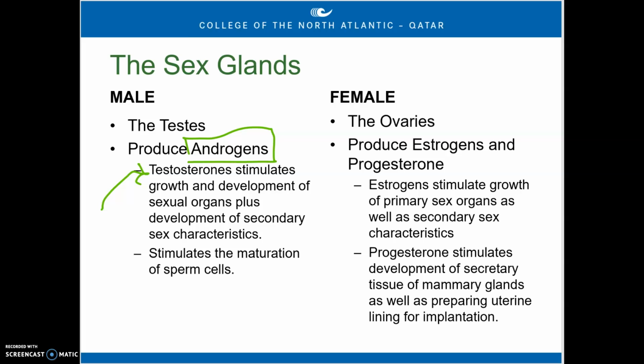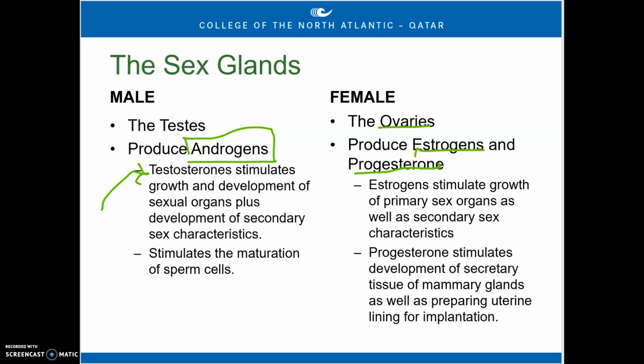Now, if we switch to the female, the gonads, the sex glands, are going to be the ovaries, and the two hormones, although there are more, that we're most concerned about are estrogens and progesterone. Now, estrogen has the same role in females as testosterone has in males. Okay, it stimulates the growth of the primary sex organs as well as secondary sex characteristics, development of breasts, fatty deposits in the hips, and so on and so forth.